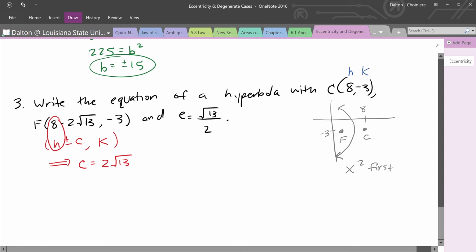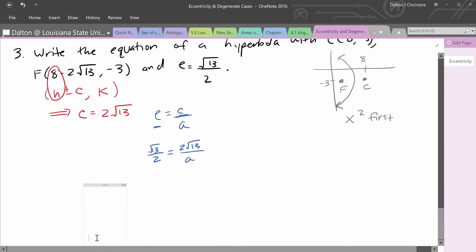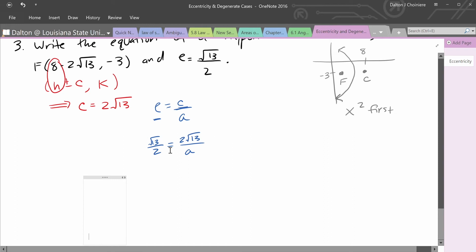So then what you have to do is if we know that eccentricity is given by c over a, then we know that the eccentricity is the square root of 13 over 2. So instead of e, I'm going to substitute in on the left side the square root of 13 over 2. Since I know c is 2 square roots of 13, I'm going to plug that in for c, and then I can use that to solve for a. So you could kind of logic your way through this. Okay, I can realize I can multiply both sides by 2, or multiply the left side by 2 over 2 to make this match. Or you can just go ahead and cross multiply.